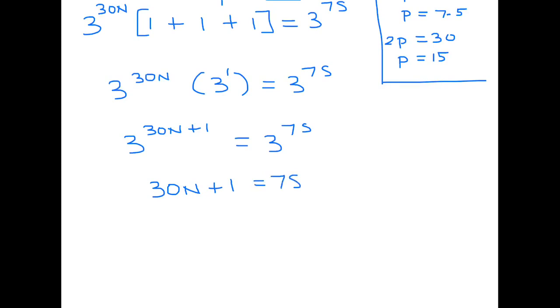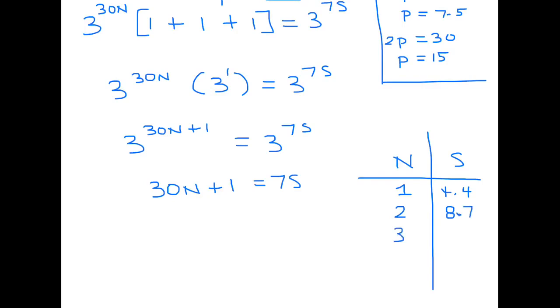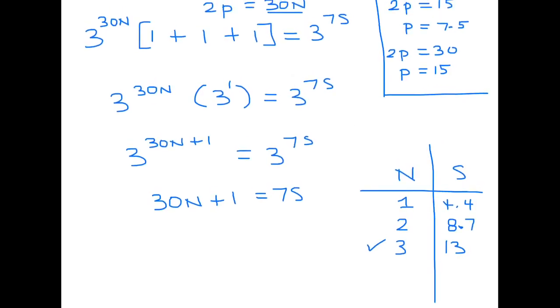Now we just have to solve this using inspection. So let's make a table, n and s. Both of these have to be integers for this to work. So let's try n equals 1. When n equals 1, s is 4.4. So that doesn't work. When n is 2, s becomes 8.7. So that doesn't work. When n is 3, s becomes 13. So there you go. We've got a solution. Now that we know what s is, we can solve for all of these.